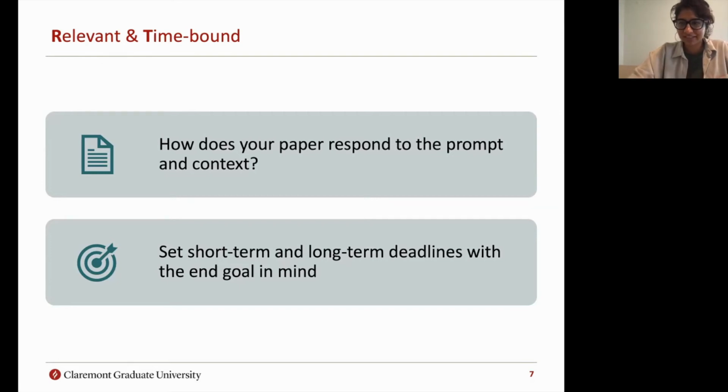And then lastly, one of maybe the most important parts, of course, in creating a writing plan is the timeliness of your goals and how you are planning out what you want to achieve. So this goes into setting short-term and long-term deadlines for yourself, but really starting with that end goal in mind so that you can set up your pacing properly as you move on throughout the semester or the next couple of years in whatever project you're working on.